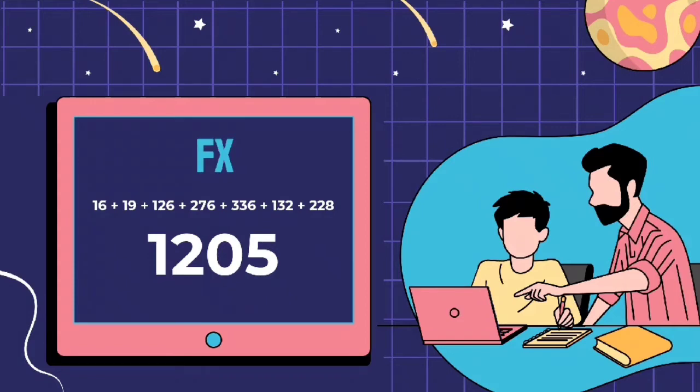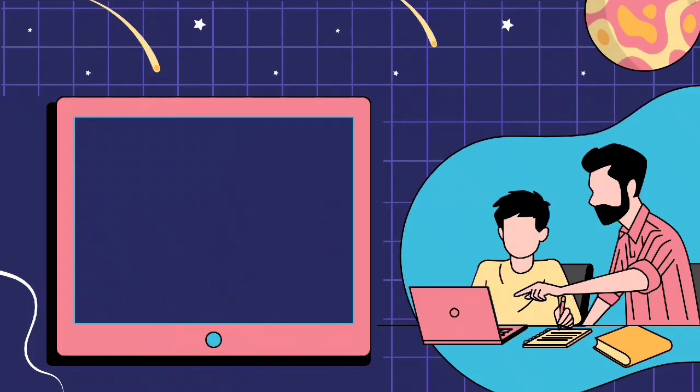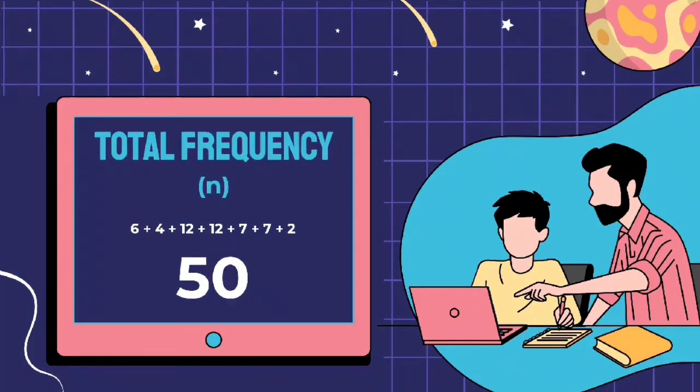And if my calculation is correct, we will be getting an answer of 1,205. Yeah, it's 1,205. Now, for the total frequency, let's add all the numbers in the frequency column. After that, we will be getting a sum of 50. There, we are finally done with our unknowns.